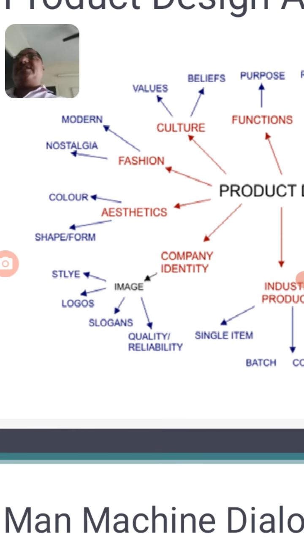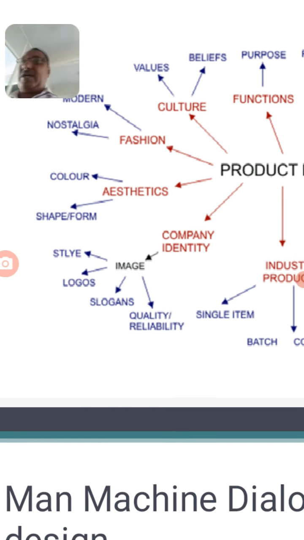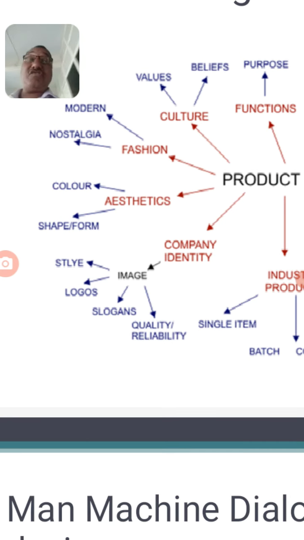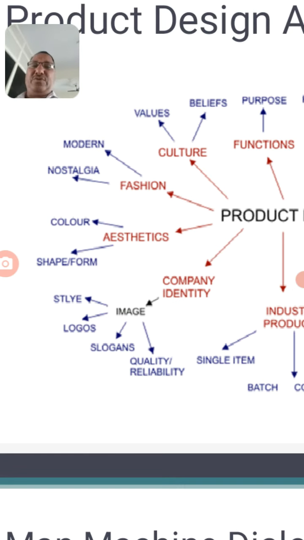Suppose Telco is manufacturing a car, and Telco's one product, say Indica, failed during the last decade. So that has hampered the reputation of Telco. So while designing a particular product, it is important to consider company identity also.